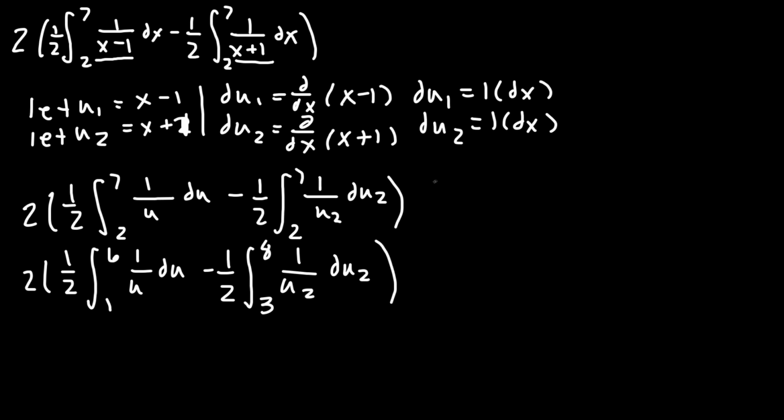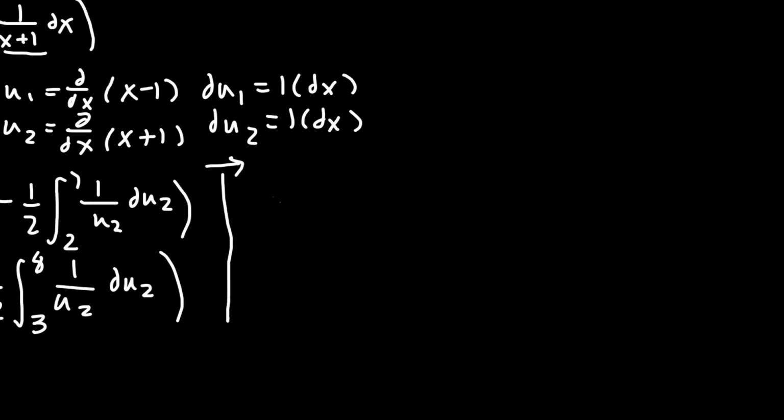Okay, and I'm going to make a little division line here, so we're going to start moving this way with our reduction. So the next step we're going to do is we're actually going to evaluate the integrals, and the integral of 1 over any variable is equivalent to the natural log of that variable. So I'm going to rewrite the integrals in terms of natural log as opposed to keeping them as 1 over u.